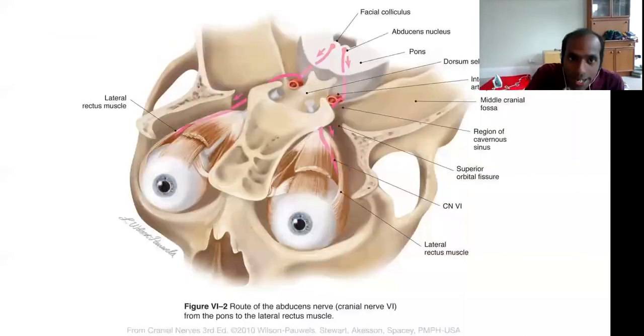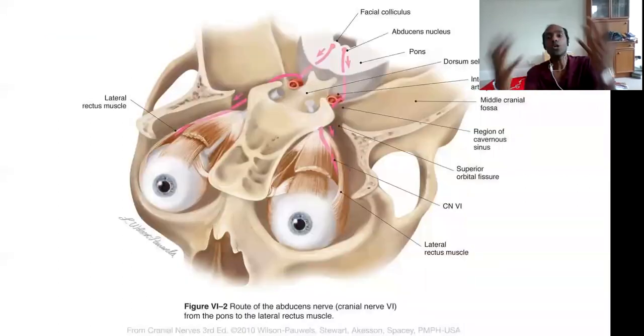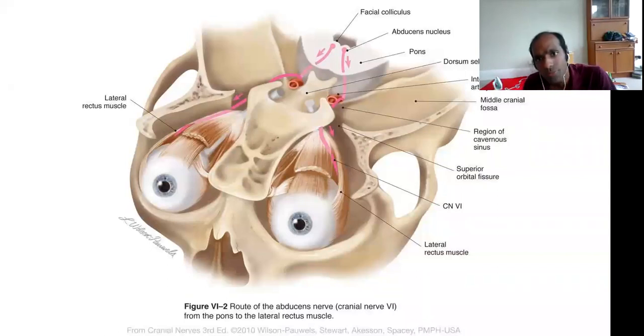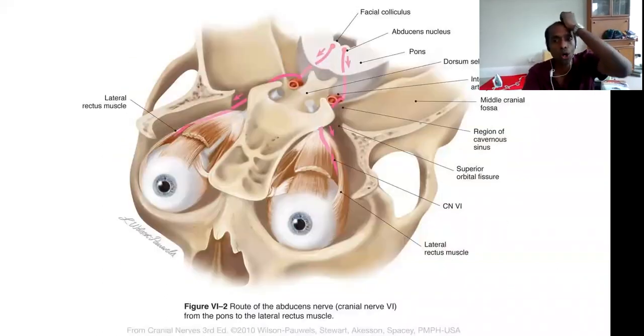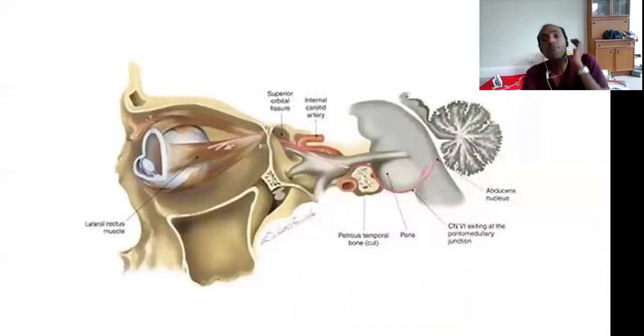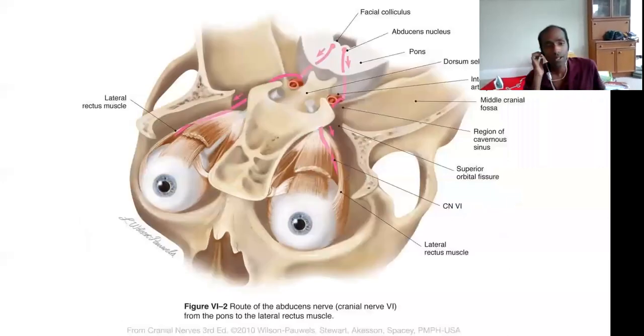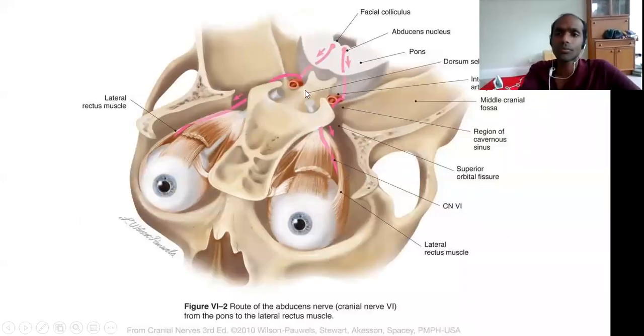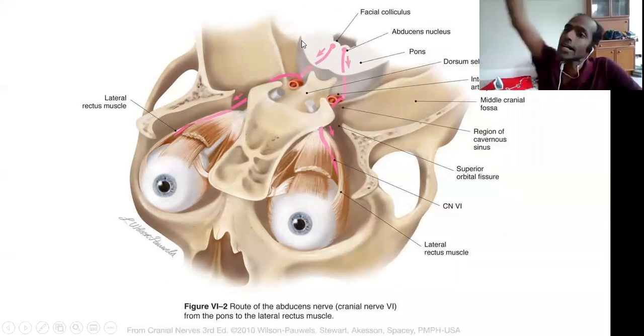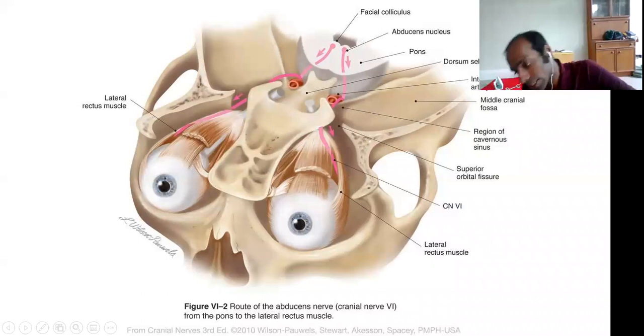Again, you need to ask yourself, where in the pathway is this lesion, right? Just saying it's a 6th nerve palsy is not going to help your cause. You need to tell us where the lesion is. Again, very, very simple. The 6th nerve starts in the pons. So 3rd nerve in the midbrain, 6th nerve in the pons.